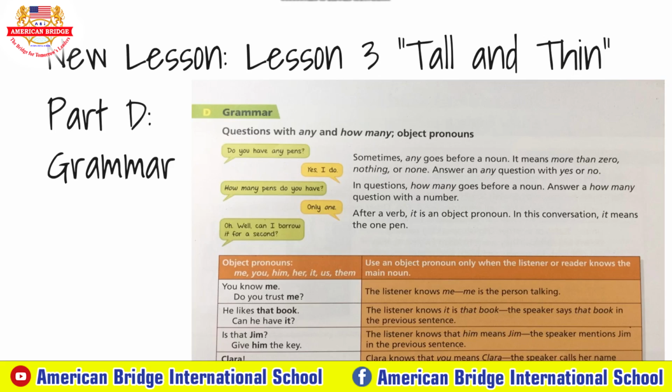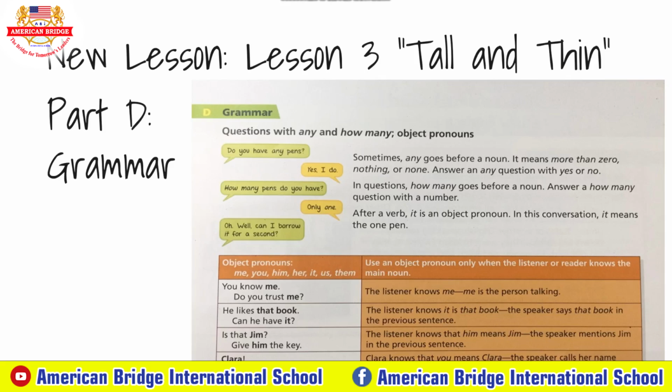Now, let's proceed to our third example. After a verb, it is an object pronoun. In this conversation, it means the 1 pen. So here, oh well, can I borrow it? So where's the object pronoun in there? It, correct. For a second. So that is our question with any and how many, object pronouns. So take a look everyone at our chart. Object pronouns: me, you, him, her, it, us, and them.